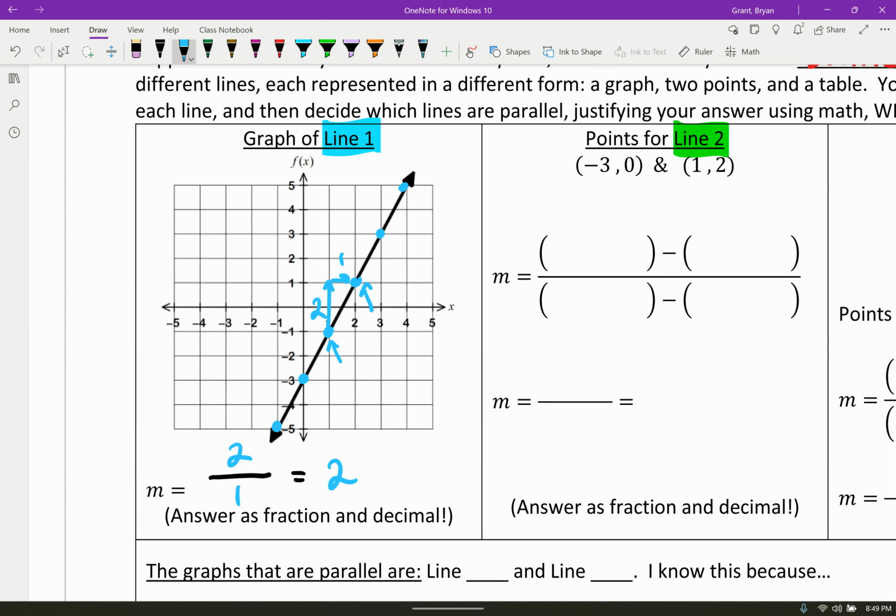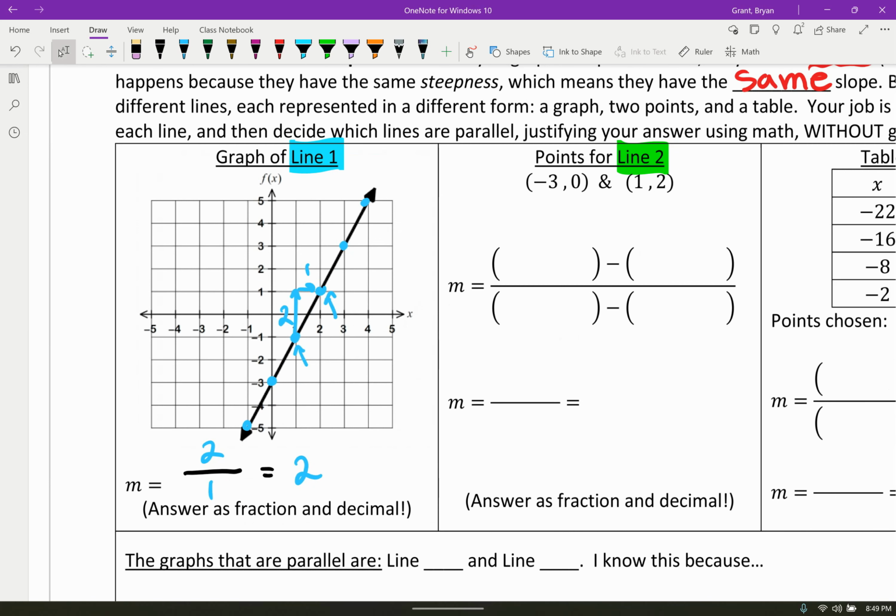Let's try line 2. Line 2, oh, we just did a whole bunch of these, right? We know how to do this. x1, y1, x2, y2, and then we say the formula. It is y2 minus y1 divided by x2 minus x1. Let's clean this up. 2 minus 0 is 2. 1 minus negative 3 really means 1 plus 3, which is 4.